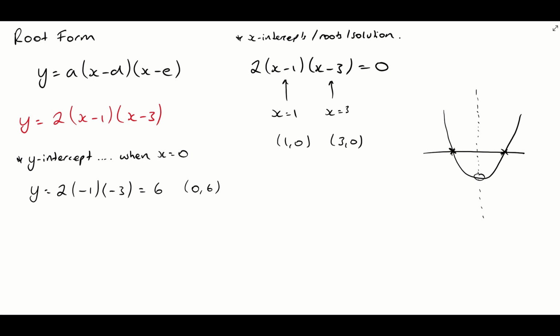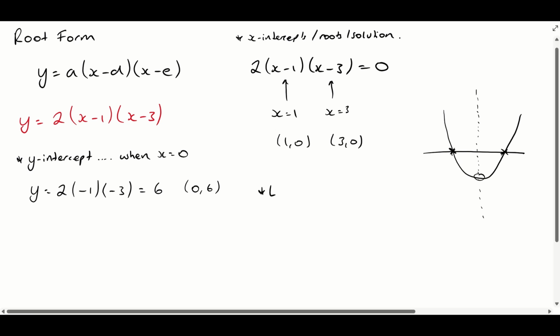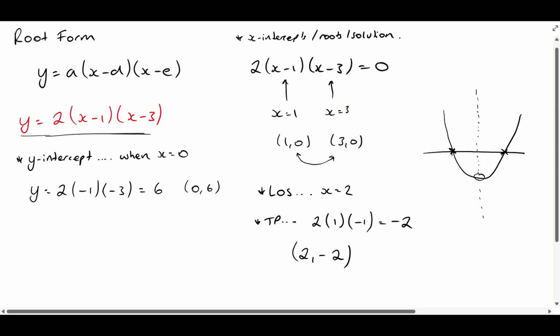Because we're in the root form, we will always have at least one root, often two roots. So our line of symmetry in this case is going to be exactly halfway between 1 and 3, so that's going to be at 2. And then to get the turning point, we just put this x equals 2 into our equation here. So we get 2 times 2 minus 1, which is just 1, and then 2 minus 3, which is minus 1. So we end up with a y coordinate of minus 2. So our turning point is at 2, minus 2.